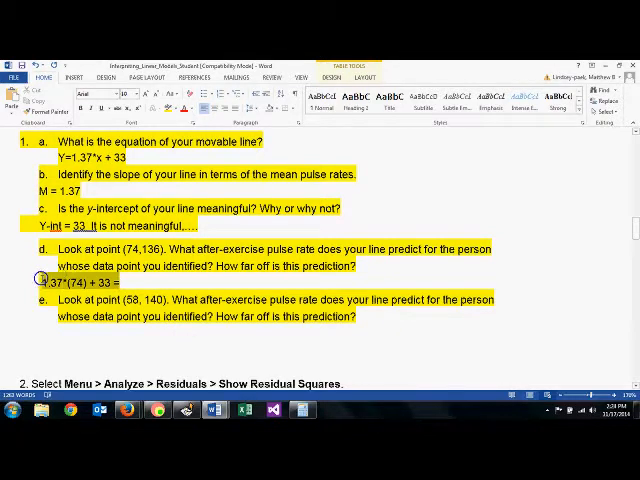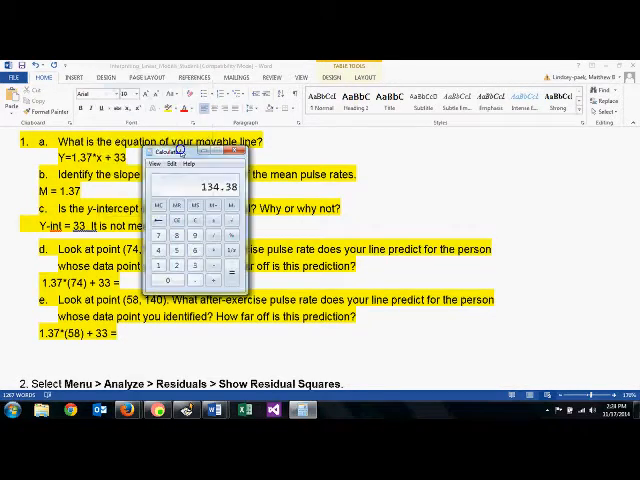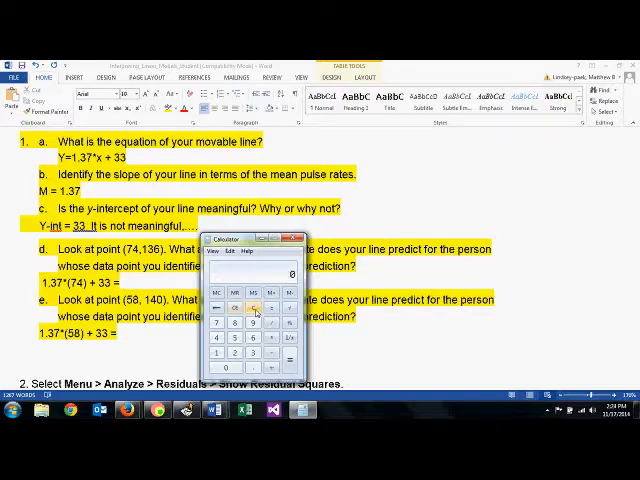Now what I'm going to do is take my formula, my regression model, and paste it down, but this time I'm not going to put in 74, I'm going to put in 58. I still will add 33. I'm curious if this gets me pretty close to 140. So let me clear everything out, and I'll do 1.37 times 58. Remember, 58 was the beats per minute before exercising, and then I'm going to add 33 to that. I got 112. So the regression model calculates 112.46, but their actual post-exercise pulse rate was 140 beats per minute.